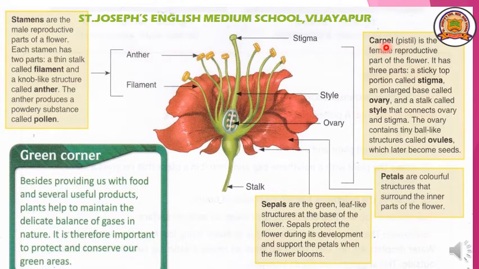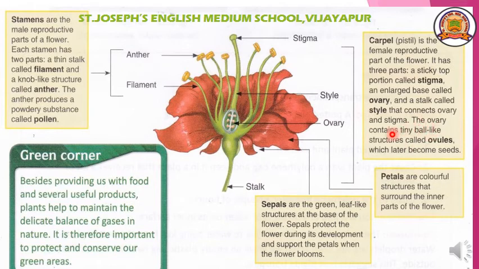Whereas the carpel, the other name for the pistil, is also known as the female reproductive part of a flower. It is the female reproductive part of the flower. It has three parts: a sticky top portion called the stigma, an enlarged base called the ovary, and a stalk called the style that connects the ovary and stigma. This style connects the stigma to the ovary.